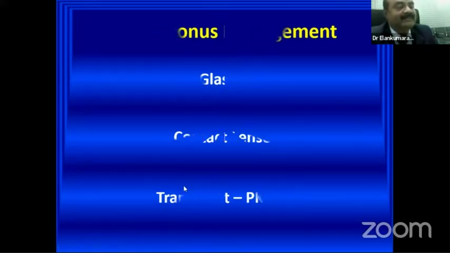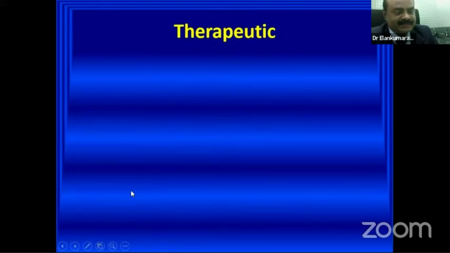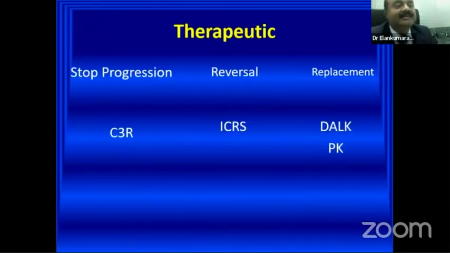But then we were always told that this is a progressive disease. So in a progressive disease, what is the first thing we have to do? Stop the progression. What is the second thing we have to do? Try to improve the vision. From 2005 onwards, we had a technique to stop the progression as such. Now, what is that thing? So let's see what are the options we have in treating keratoconus.